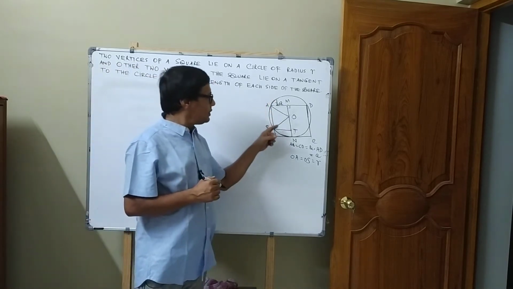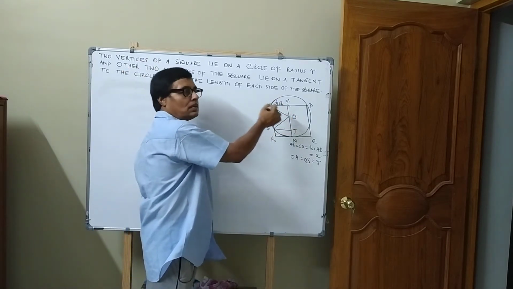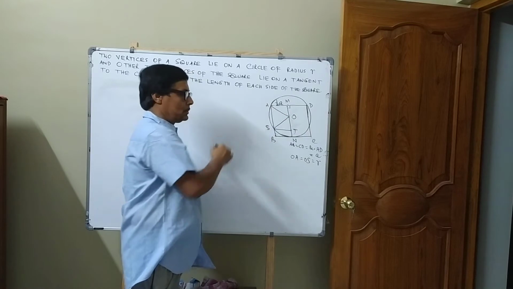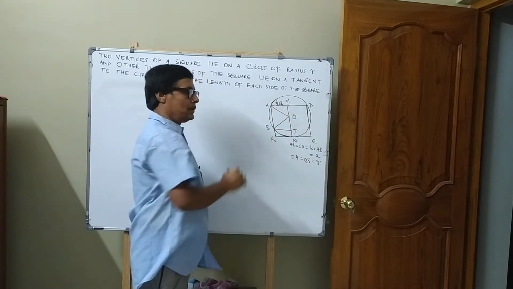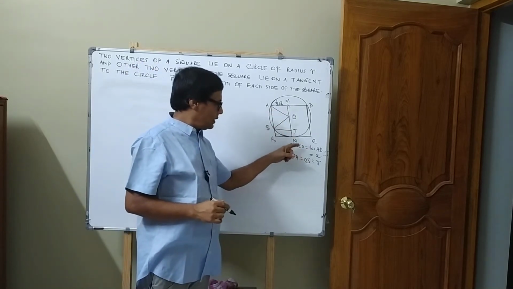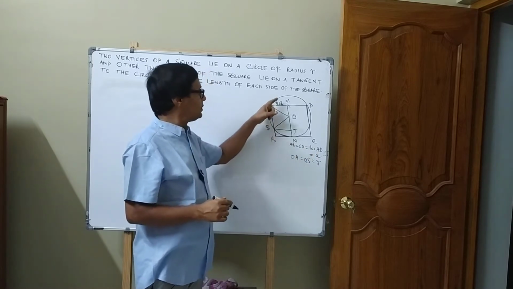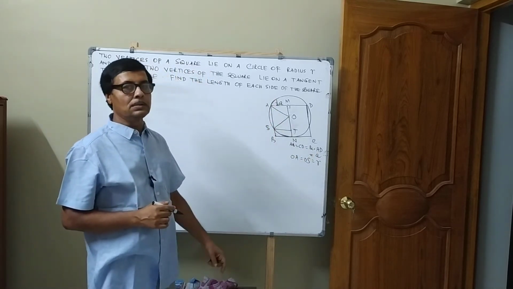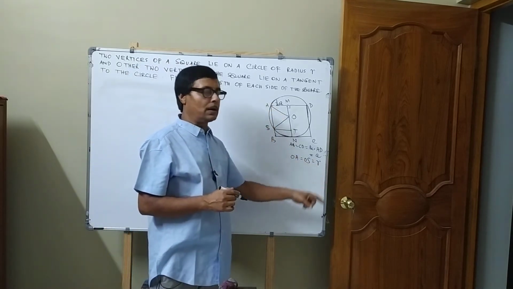Here we have already drawn the figure. This is the circle whose center is at O, and this is the square whose sides are AB, BC, CD and AD. All sides are equal, and the length of each side is assumed as a, and the radius of the circle is given as r. So OA equals OS equals r.